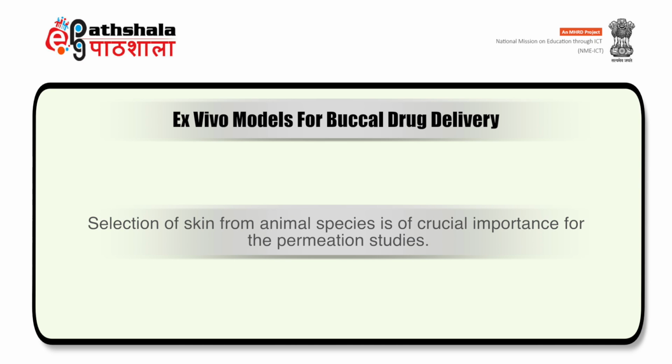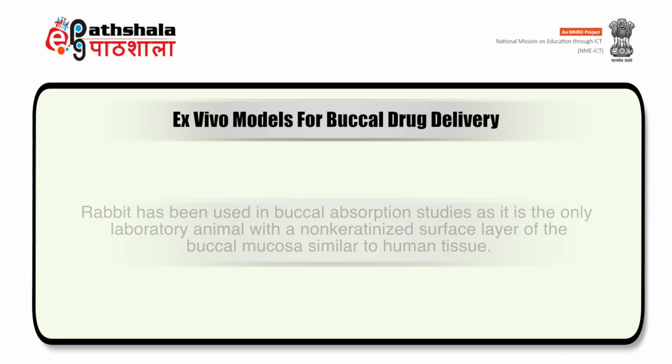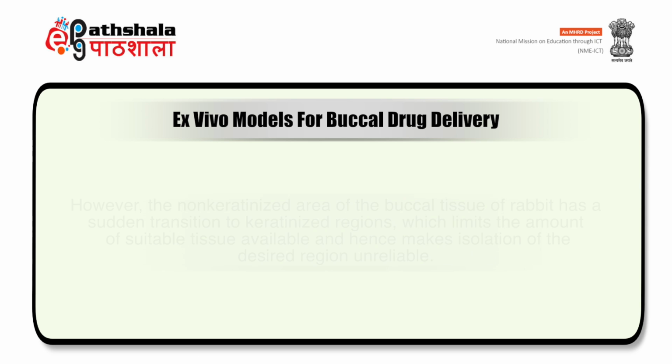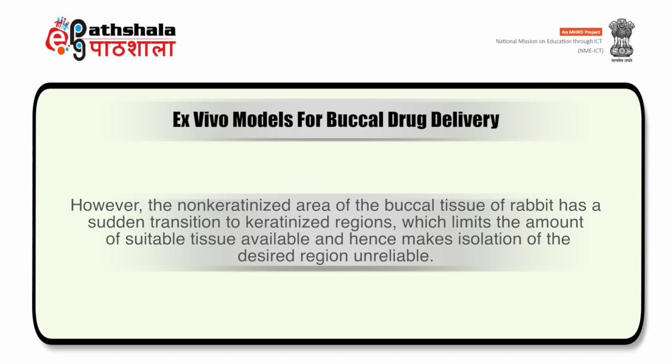Selection of tissue from animal species is of crucial importance for the permeation studies. Rabbit has been widely used in buccal absorption studies as it is the only laboratory animal with a non-keratinized surface layer of the buccal mucosa similar to that in the human tissue. However, the non-keratinized area of the buccal tissue of rabbits has a sudden transition to keratinized regions, which limits the amount of suitable tissue available and hence makes isolation of the desired region unreliable.